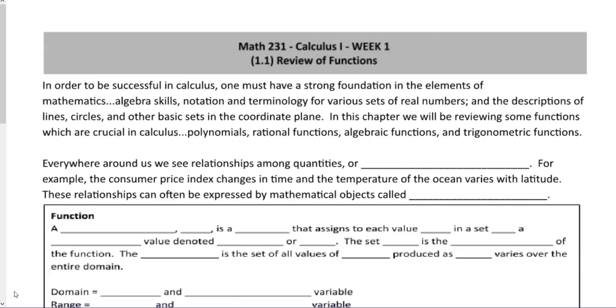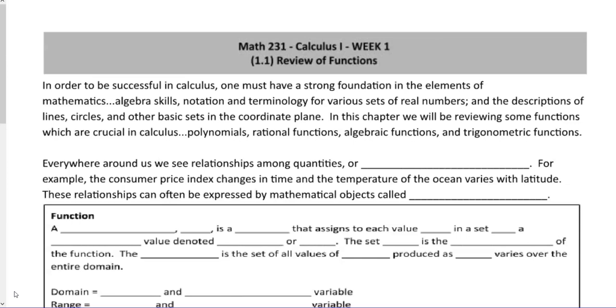I'm really hoping that you're coming to me with a good foundation in functions, in Algebra 2 material, and college algebra material, so that you can be successful in calculus as well. If at any time you're feeling stressed about review, please let me know and we can get you caught up to speed.